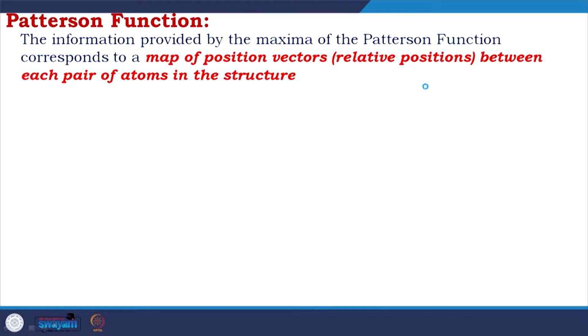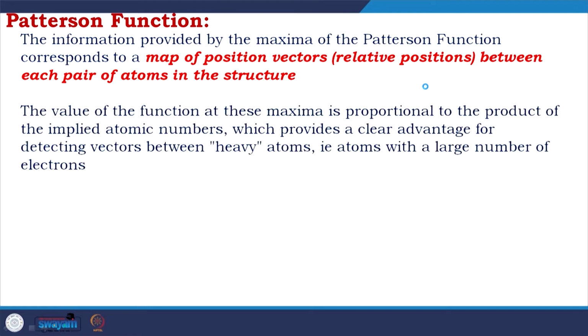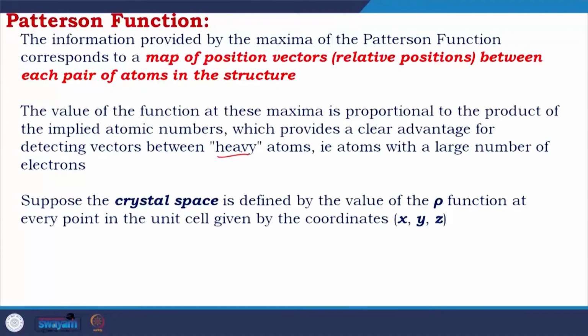The information provided by the maxima of the Patterson function corresponds to a map of position vectors, which are relative positions between each pair of atoms in the structure. The value of the function at these maxima is proportional to the product of the implied atomic numbers, which provides a clear advantage for detecting vectors between heavy atoms, that is, atoms with a large number of electrons. We will again discuss this, but you could easily understand that carbon, nitrogen, oxygen, and if you include transition metals, mercury, gold, platinum, you have a lot of electrons, and that gives a lot of intensity, because in this method intensity plays a huge role, the scattering, where the number of electrons is important.